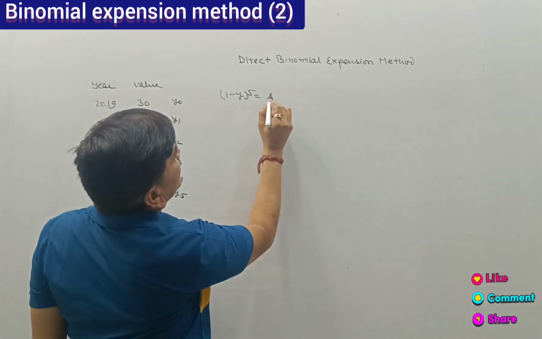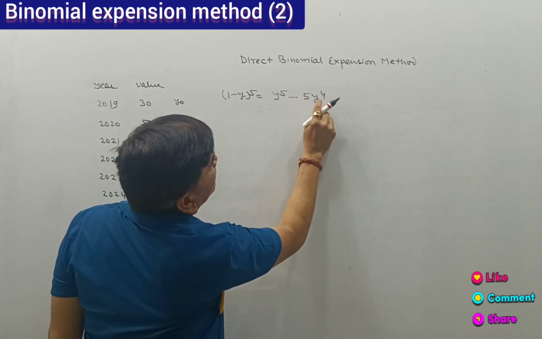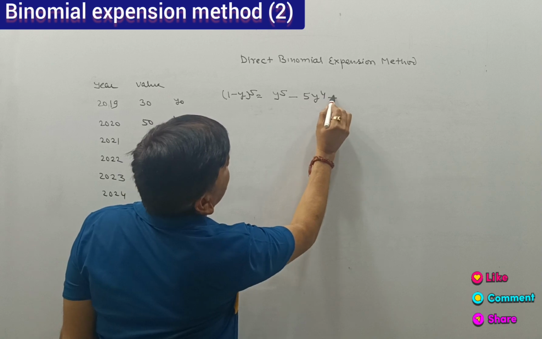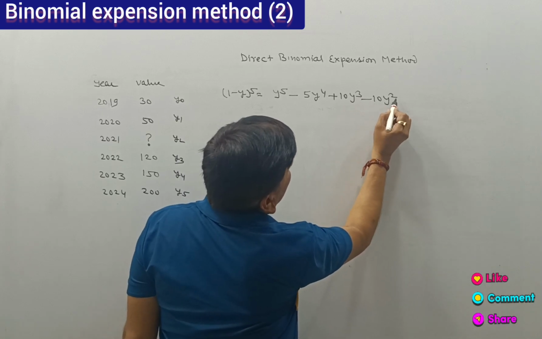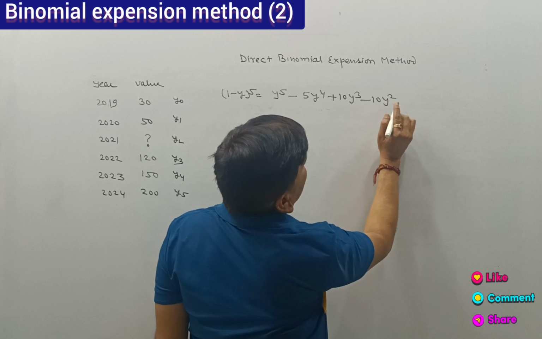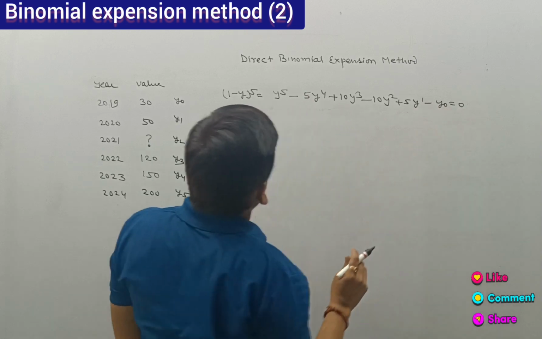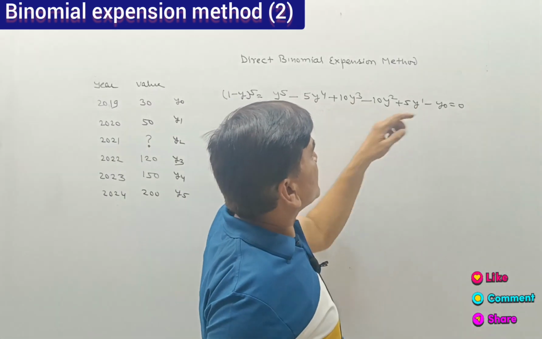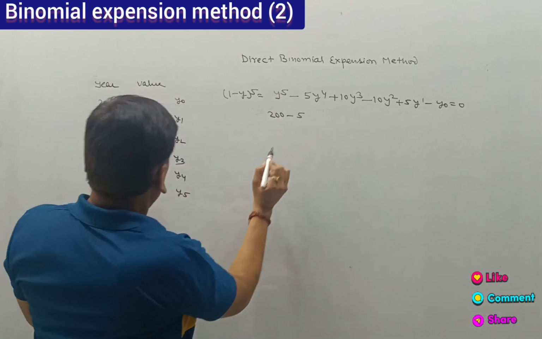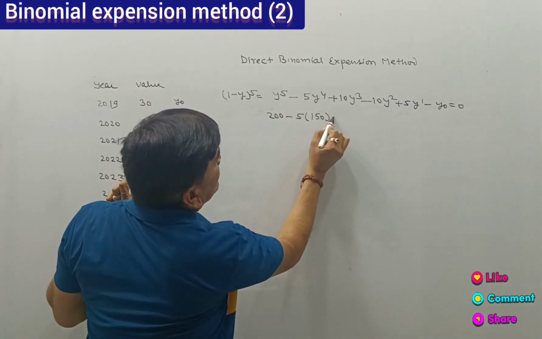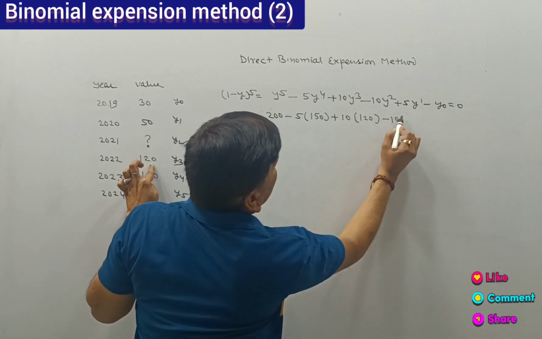We will use y5 minus 5y4 plus 10y3 minus 10y2 plus 5y1 minus y0 is equal to 0. The coefficients come from 5 by 1, 5 into 4 is 20 divided by 2 is 10, 10 into 3 is 30 divided by 3 is 10, 10 into 2 is 20 divided by 4 is 5. The signs alternate plus, minus, plus, minus, plus, minus. y5 is given as 200, minus y4 value given as 150, plus 10 times y3 given as 120, minus 10 times y2, which is not given.